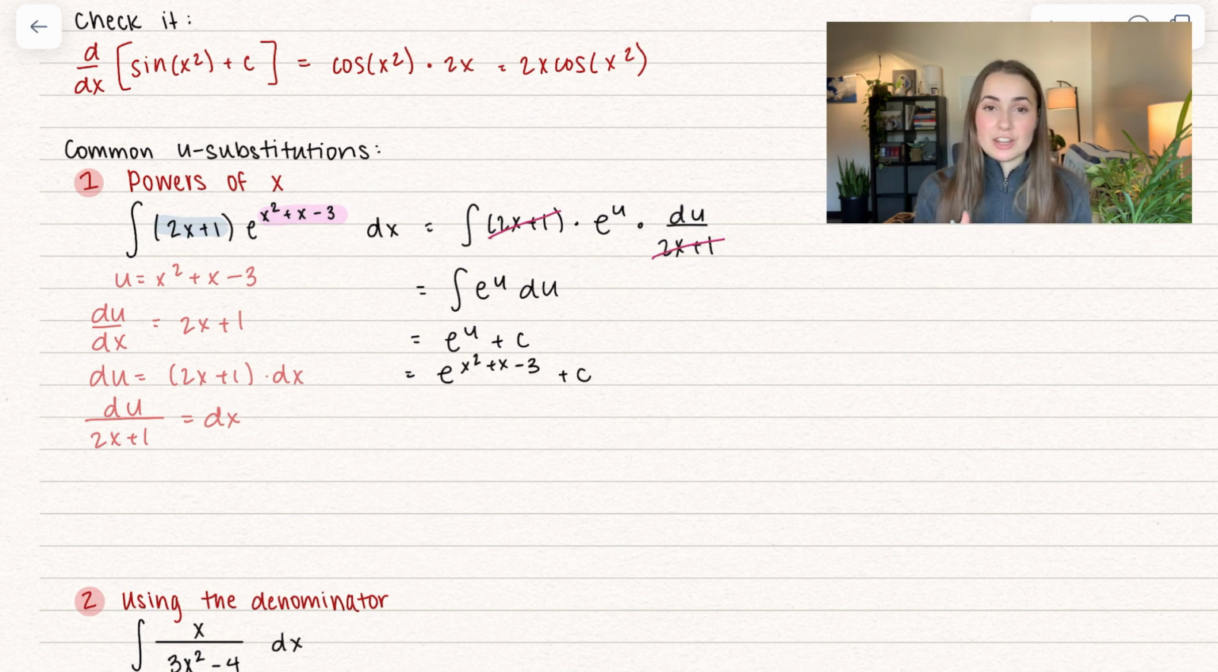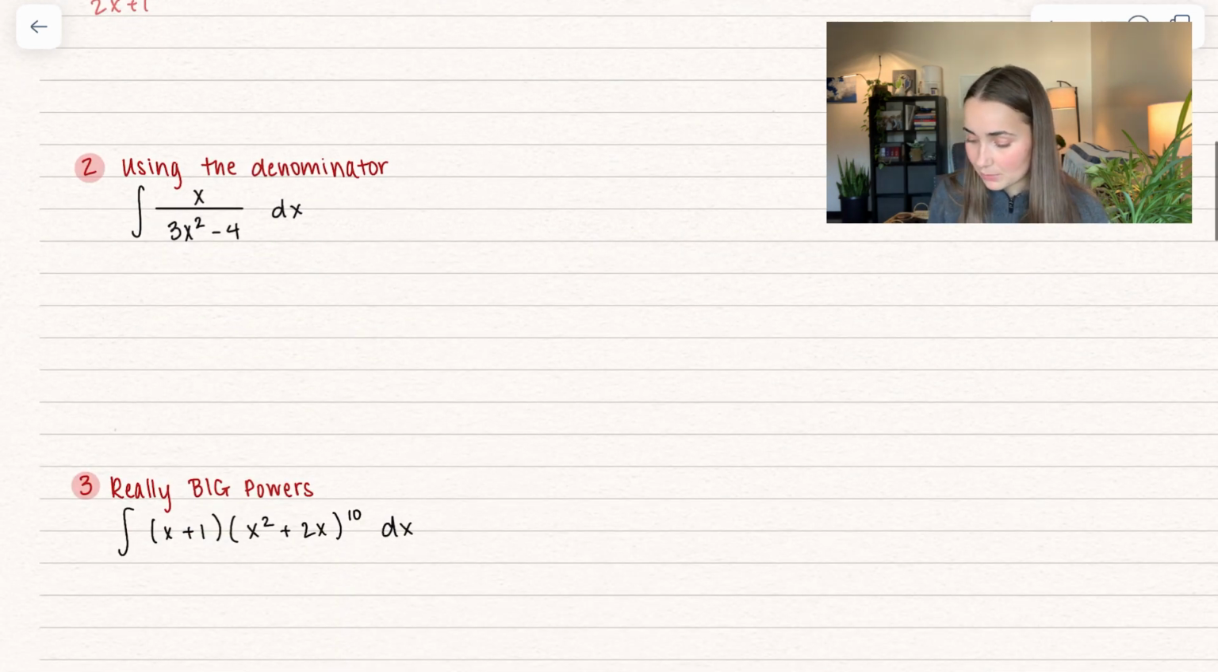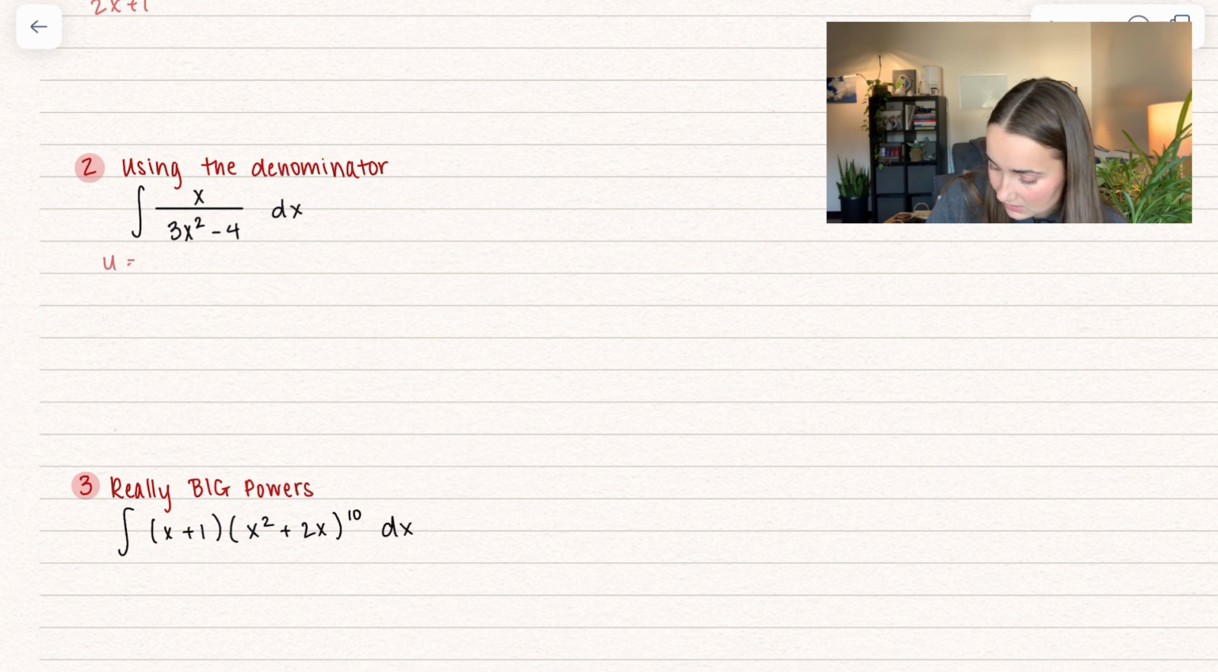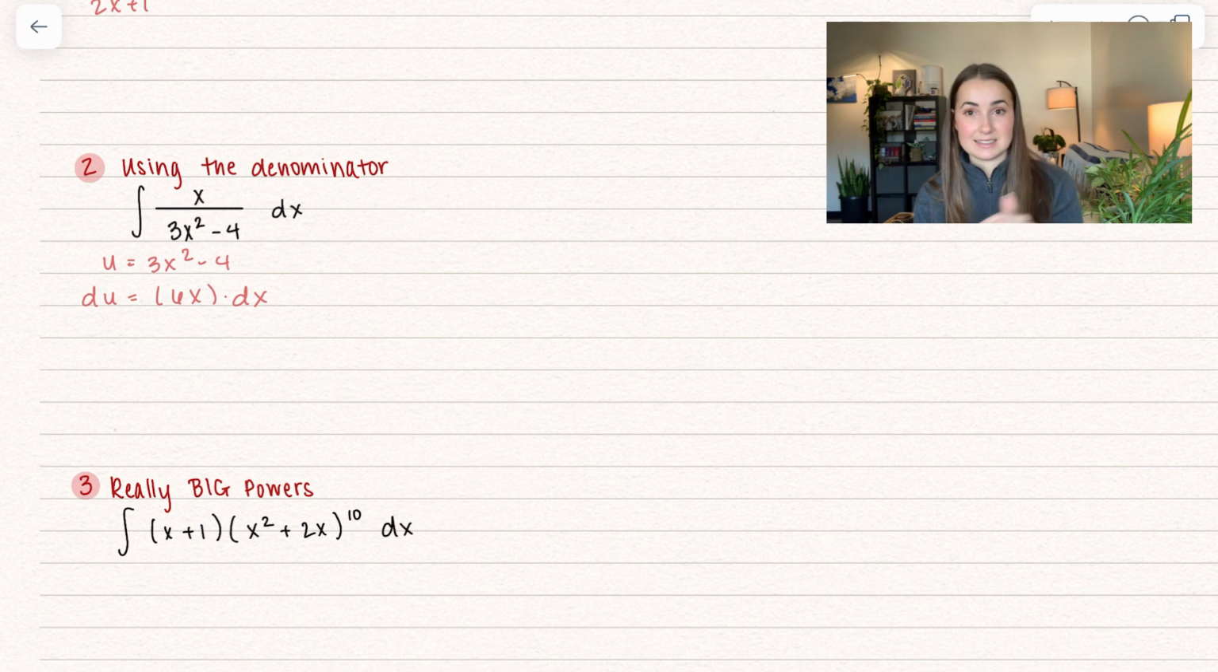If you wanted to check your answer, you would of course take the derivative of that and you would get back to what we were taking the antiderivative of. So that is one common example you see. Here we have another example, and this is typically where you use a denominator. If we have some kind of quotient, we are going to set u equal to the denominator, 3x squared minus 4. Now I'm going to skip another step and just say du is equal to 6x times dx. I just immediately skipped that step.